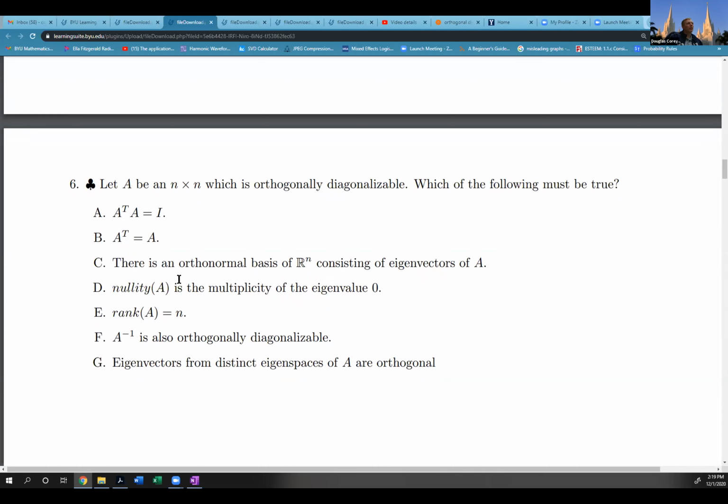How about C? There's an orthonormal basis of Rn consisting of eigenvectors of A. Is that true or is it not true? So go ahead and do yes or no again.